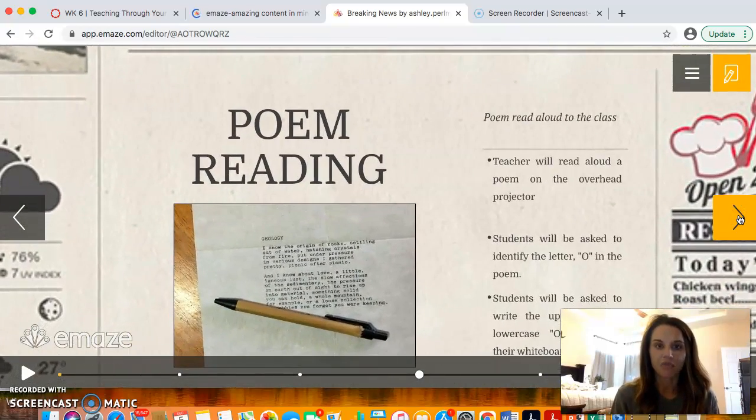Next, I will read a poem aloud to the class, and I will have it posted on the overhead projector so they can see the words that are inside the poem. Students will then be asked to identify the letter O in the poem, and then students will be asked to write the uppercase and lowercase o again on their whiteboards.